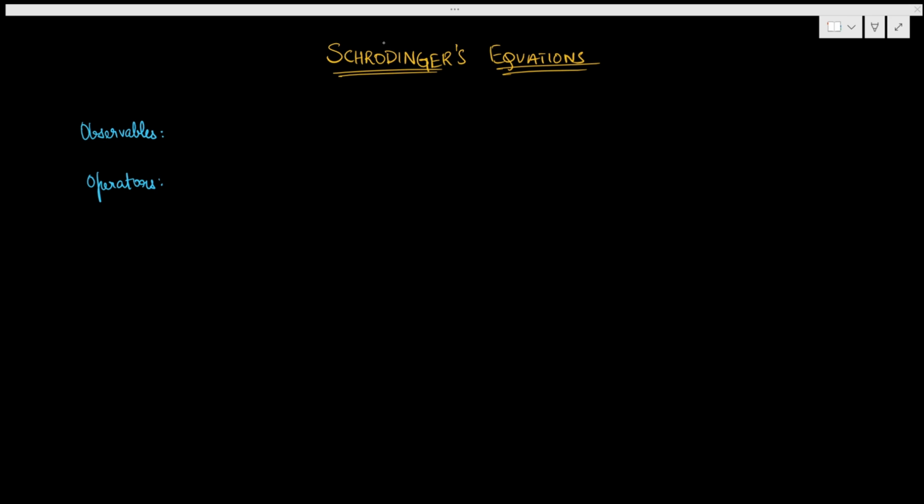The first thing we need to know about is something called observables. So what are observables? Observables are also called dynamical variables, and the reason they're called that is because they're involved in the dynamics of a particular particle. Examples would be position, velocity, kinetic energy, potential energy, total energy. All these quantities are called observables because they help you define the dynamics of any given particle.